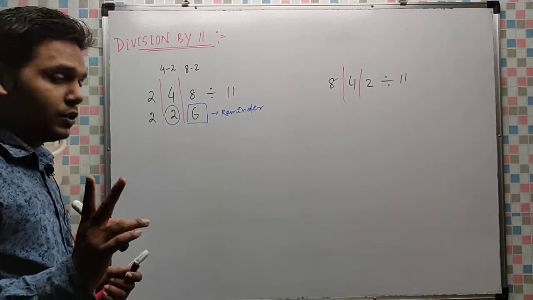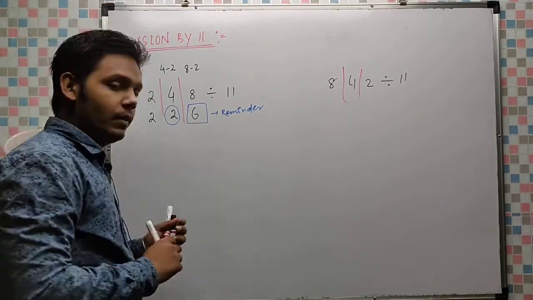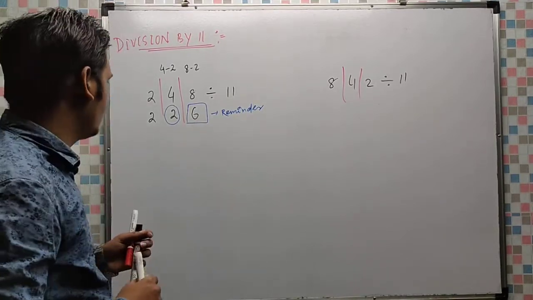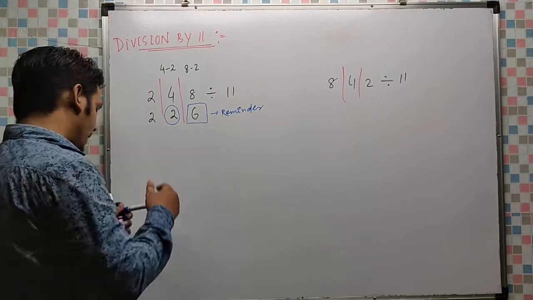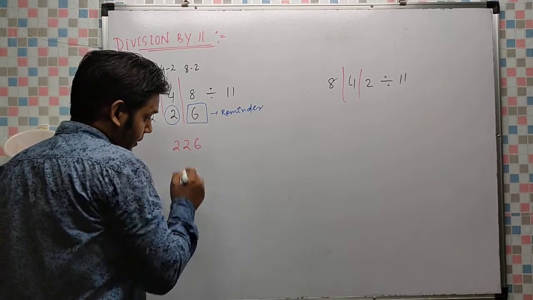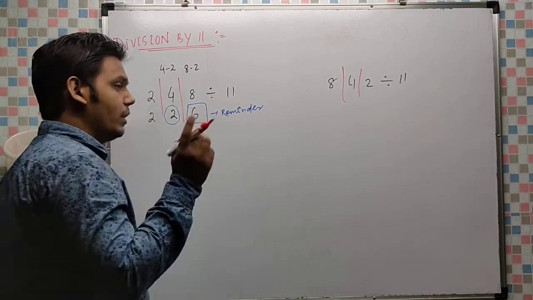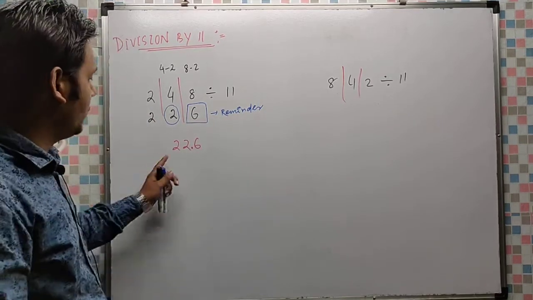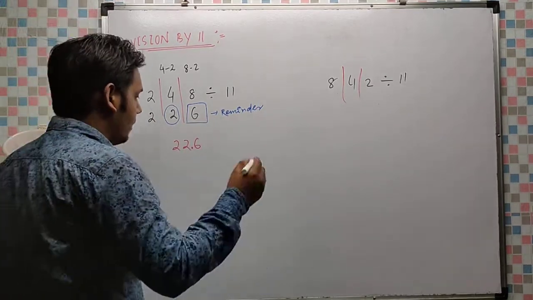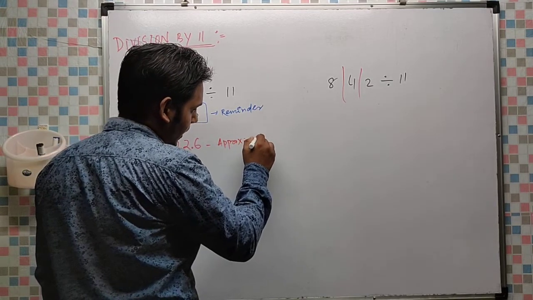Two types of solution I will tell you, one is approximate and another is exact. So simply here we got the digits 2, 2, 2, 6. You can put the decimal, keeping only one digit after the decimal point: 22.6. This is the approximate value. This is also right.